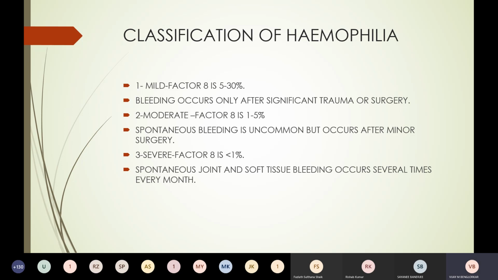Number 3 is severe. In this, factor VIII is less than 1%. Here, the patient gets spontaneous bleeding in the joints and soft tissue, and this occurs several times in a month. So, any patient coming with a history of bleeding in the joints, suspect hemophilia.